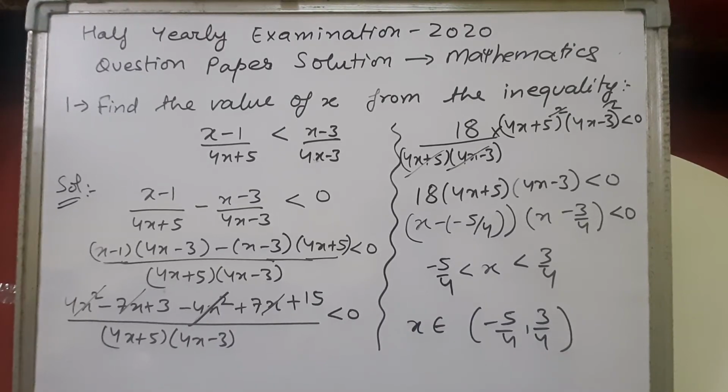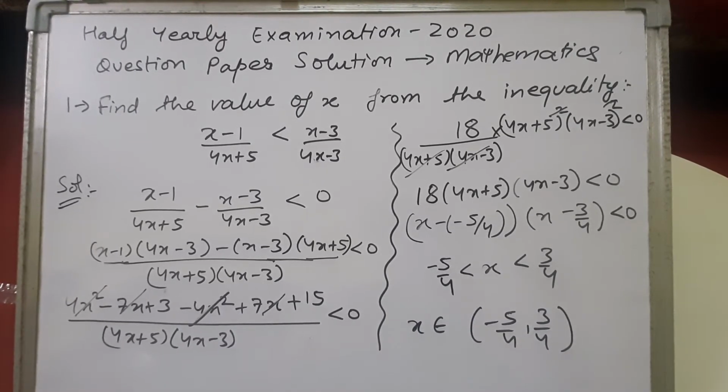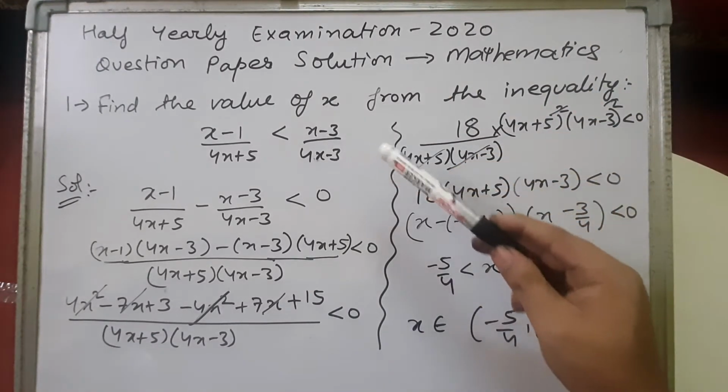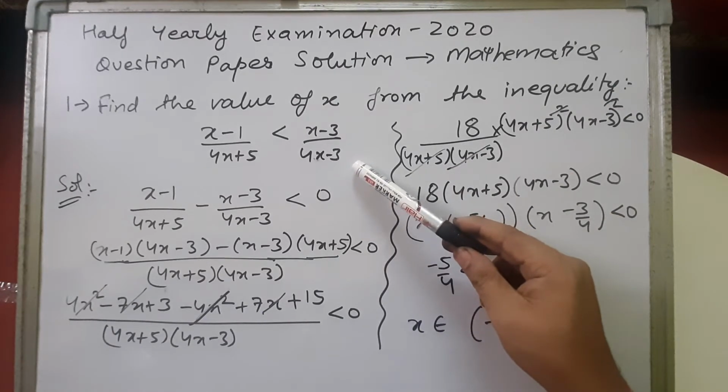Children, today we are going to solve the question paper of the term 1 examination of mathematics. Okay, let's start with question 1. In this question, it is given: find the value of x from the inequality (x minus 1)/(4x plus 5) less than (x minus 3)/(4x minus 3).